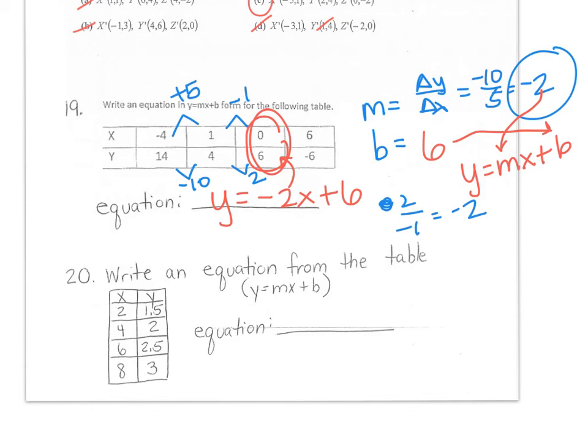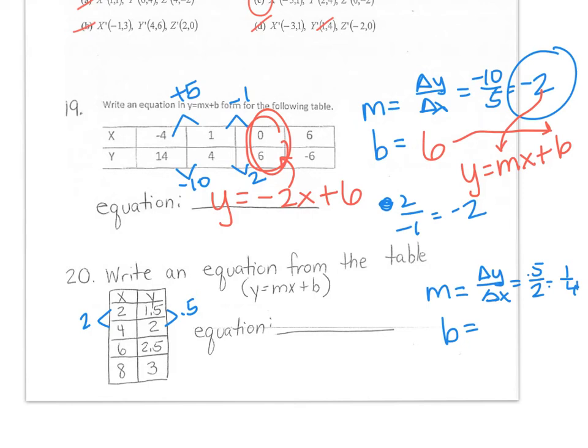Number 20 says write an equation from the table. Remember, your equation needs to be y equals mx plus b. So again, we need to find our slope and our y-intercept. So slope is change in y over change in x. So I am going from 1.5 to 2 by adding 0.5. I'm going from 2 to 4 by adding 2. So if I put 0.5 over 2, and then I went to my calculator and did that, it's going to tell me 0.25, or I know that is 1/4. So I could either use 0.25 or 1/4.